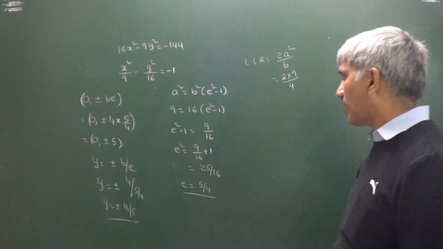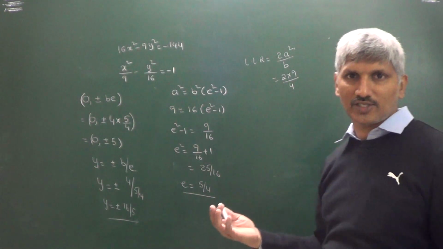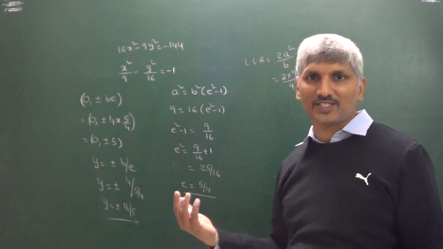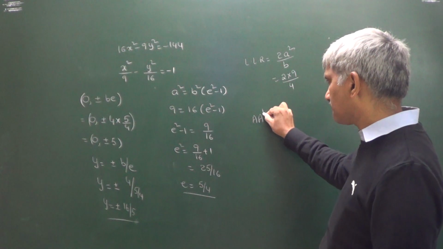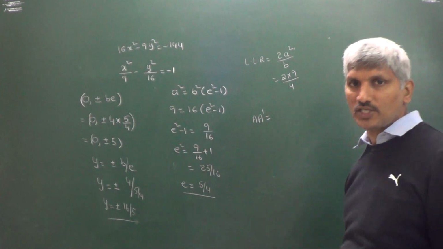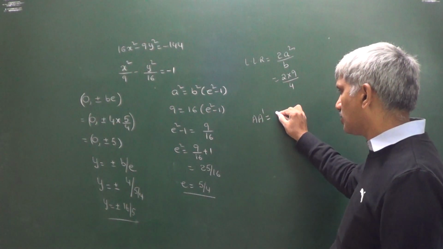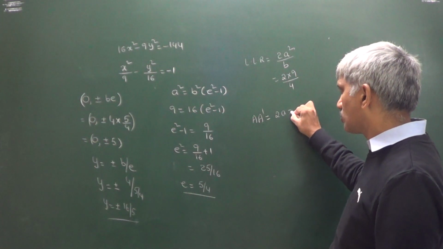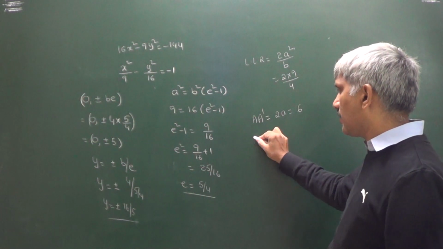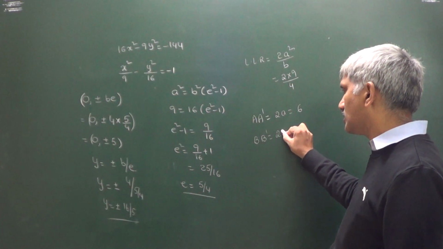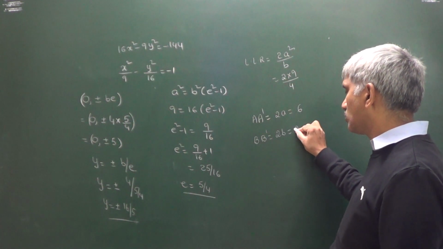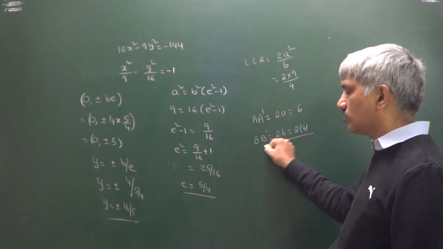Suppose he is asking to find the equation of the major axis, the equation of the transverse axis. What is the transverse axis here? As I told, A dash is the conjugate axis. Length of the conjugate axis is equal to 2a, that is 2 into 3, 6. B dash is called the transverse axis, and the length of the transverse axis is equal to 2b, that is 2 into 4, that is equal to 8.